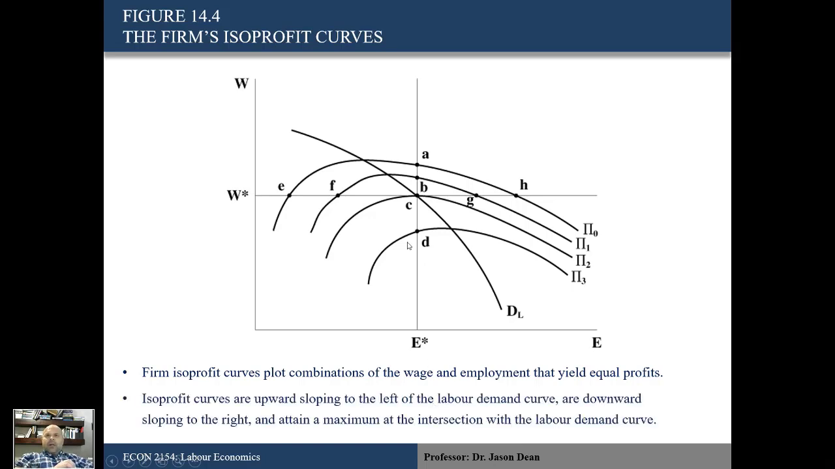Isoprofit curves are upward sloping to the left until they hit the maximum of the demand curve, and then they fall. Okay, and that's really easy to see. For a particular wage, the maximum profit is on the demand for labor curve. If they were to take this wage as given and hire more than this amount of workers, they're obviously going to have lower profit because this refers to the maximum.